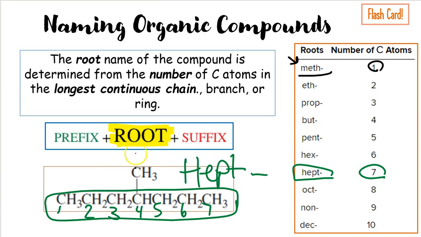What else do we notice? We notice that, yes, we counted our carbons in a long continuous chain. We still have this carbon here. So what is that? We're going to talk about that as we go along. That's going to be attached to the prefix, and we'll get to that later, okay?